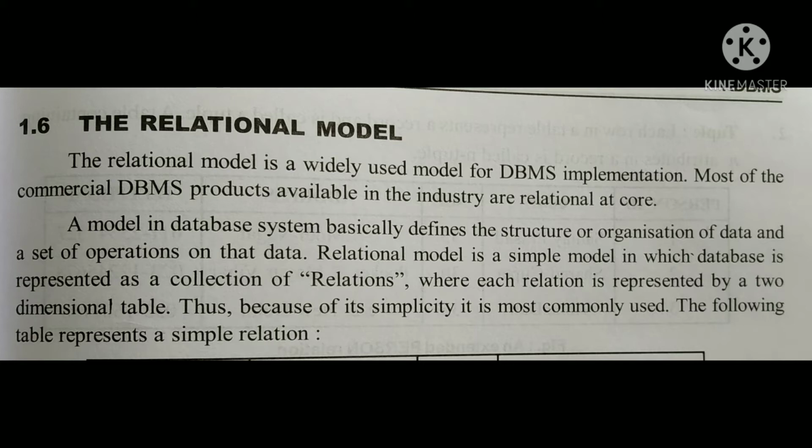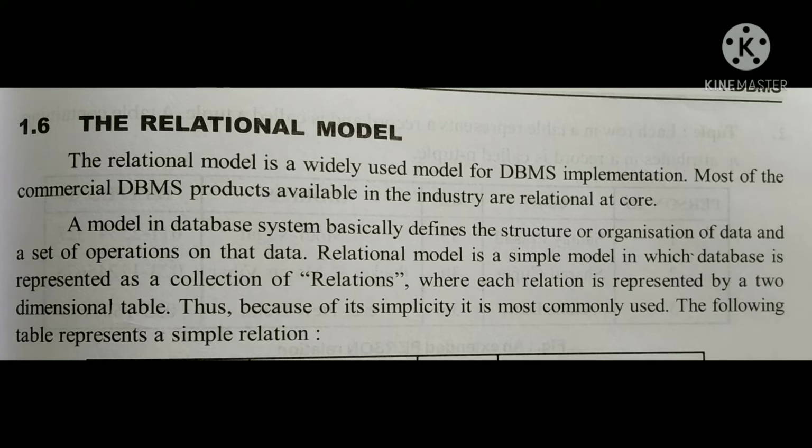For example, consider a simple table that has different columns. In it, person ID is the first column, name the second column, age the third column, and address the fourth column. In person ID, you have three ID numbers: ID number 1, ID number 2, ID number 3.